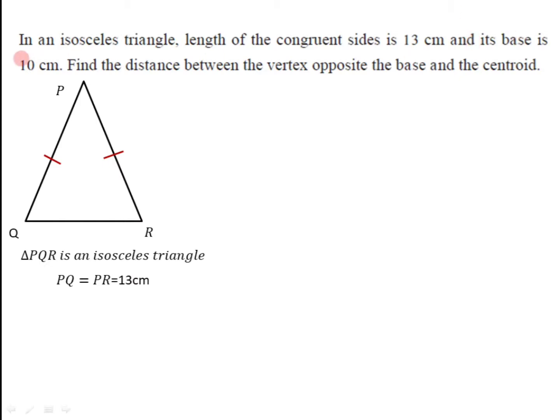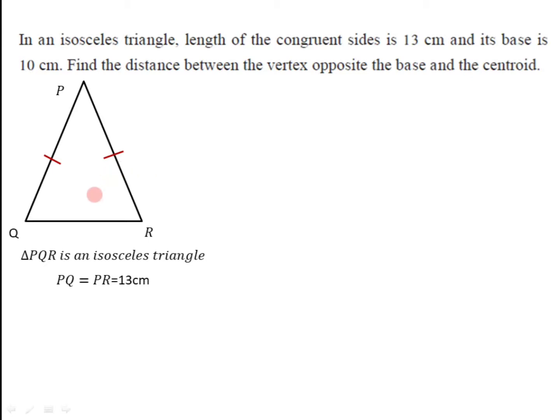And it is given that the base is 10 centimeter. So for this triangle PQR, QR is the base. The length of this base QR is 10 centimeter. Now the question is asked to find the distance between the vertex opposite to the base and the centroid. For this triangle, the base is QR and the vertex opposite to it is P. So we have to find the distance between point P and the centroid of this triangle.